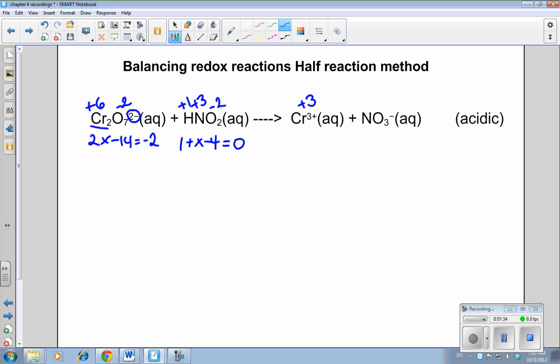And then the same deal with nitrate, where the polyatomic is a -1. Oxygen's -2, so -2 times 3 is -6. Nitrogen is x, and so x is going to have to be +5 here. So now I have all my oxidation numbers assigned.